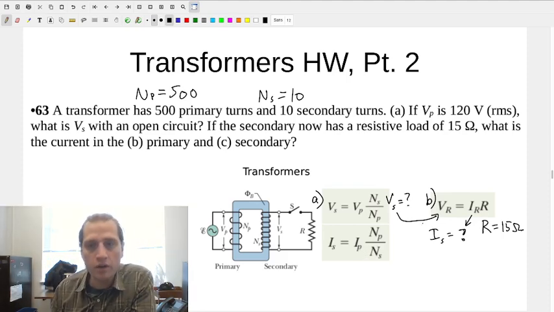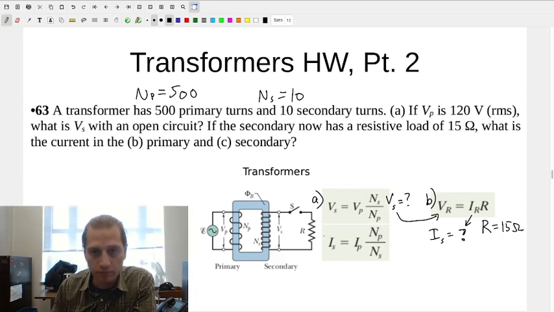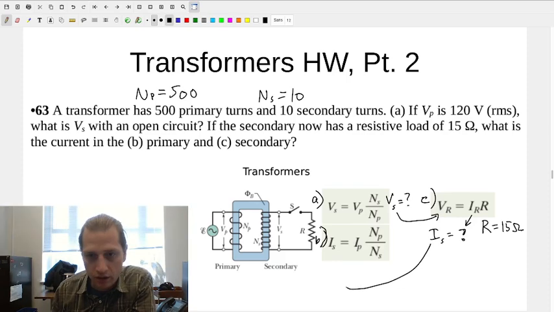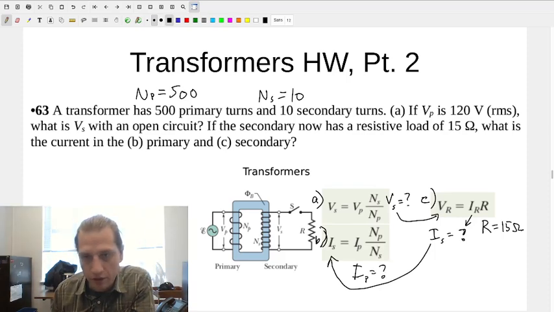Okay, now once you have that I secondary, you will be able to find your I primary. So I guess I should relabel these. You can use this to find C, and then you can use this to find B. So once you have that I secondary, you'll be able to use that right there. You want to find your I primary, but you have your N primary and your N secondary, so you'll be able to do that.